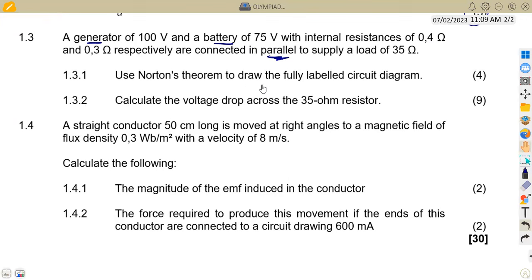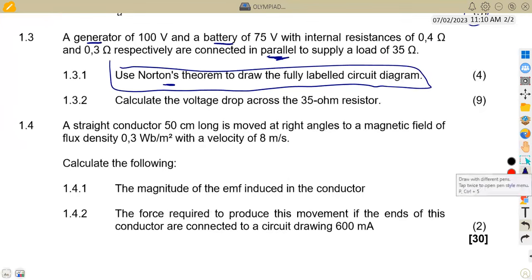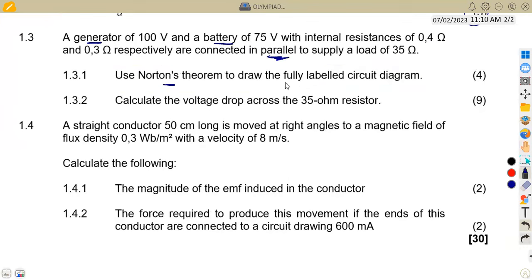Use Norton's theorem to draw. Norton's theorem does not draw a diagram, guys. So this is just an error in the asking of the question. They are just supposed to say, draw a fully labeled circuit diagram. That's it. Then you use Norton's theorem to calculate this part. That is another thing our students might be confused about: how do I use Norton's theorem to draw a diagram? Anyway, to answer this question you're supposed to apply Norton's theorem.